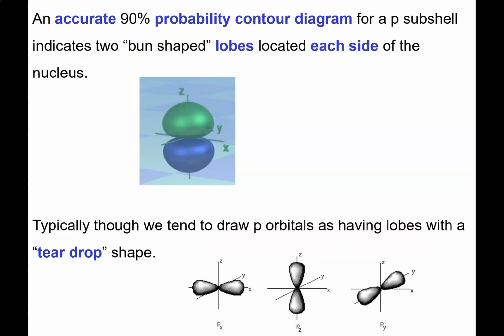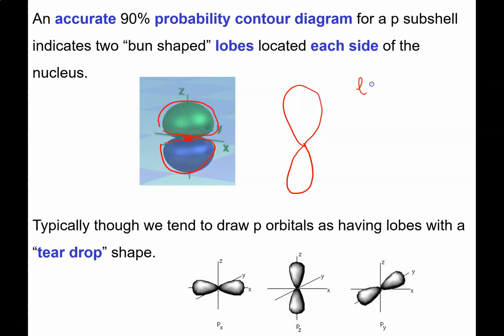Okay. So looking at the probability surface for a p subshell, they tend to look like this, where we have 2 what we call lobes. They're kind of bun shaped, like that, and the nucleus is in the middle here. So that's an accurate probability surface for the p subshell. Typically though, we will draw them as 2 teardrop-shaped lobes like that, because it's just easier for us to draw them that way.